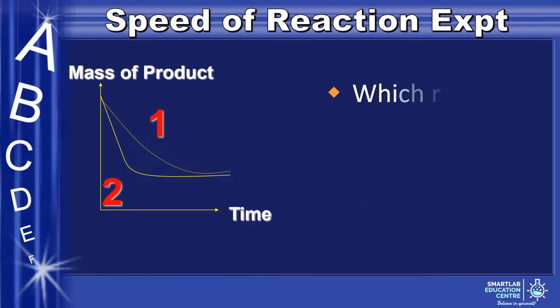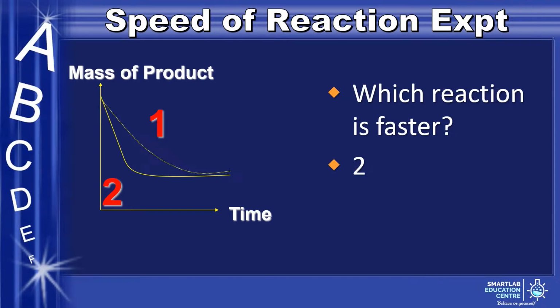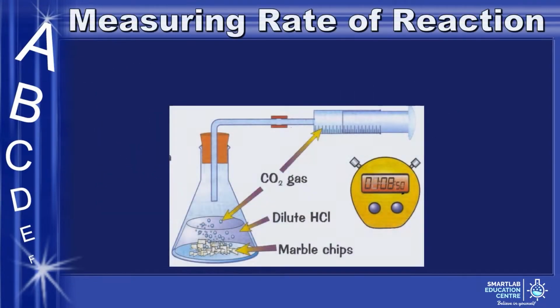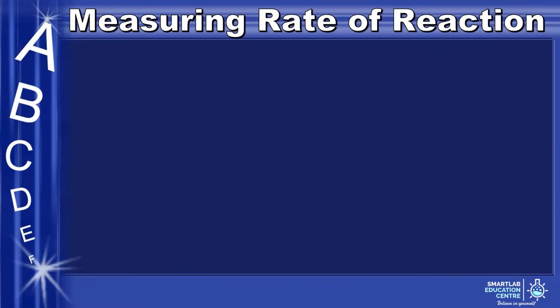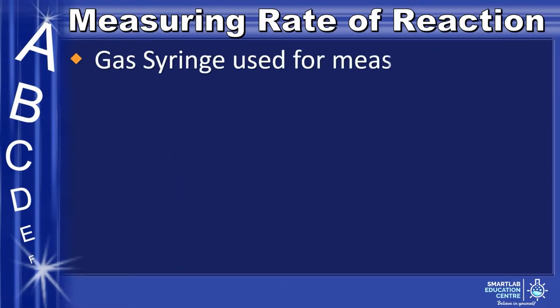Which reaction shown here is faster? The answer is 2, as the gradient is steeper and it reaches a point where it plateaus faster. The second experiment we will be looking at is measuring the amount of products given off or produced over time. We use a gas syringe for measuring of gas volume, and the conical flask used must be sealed.